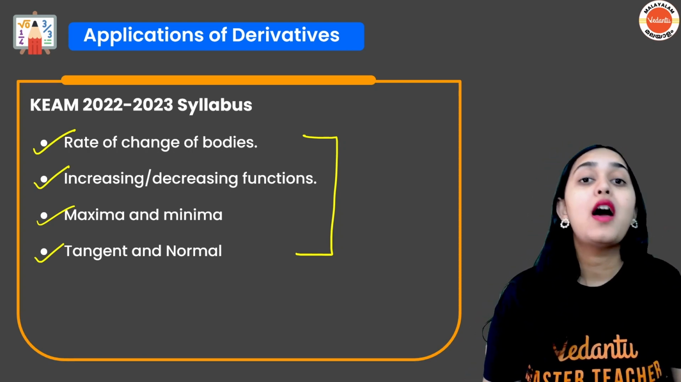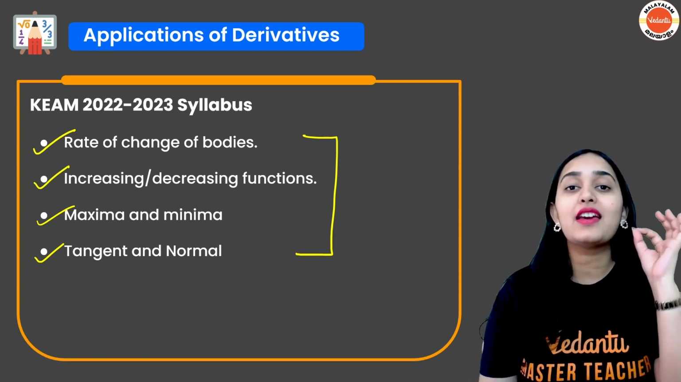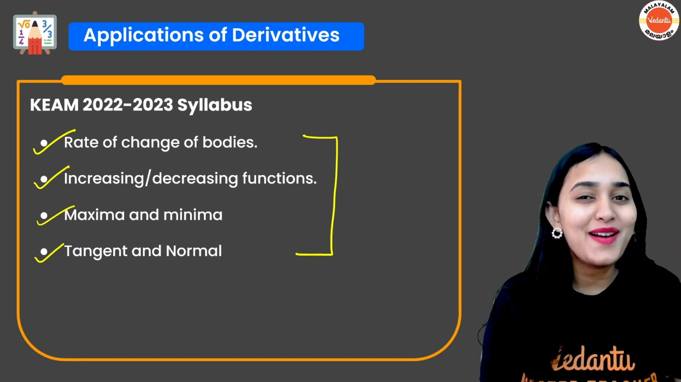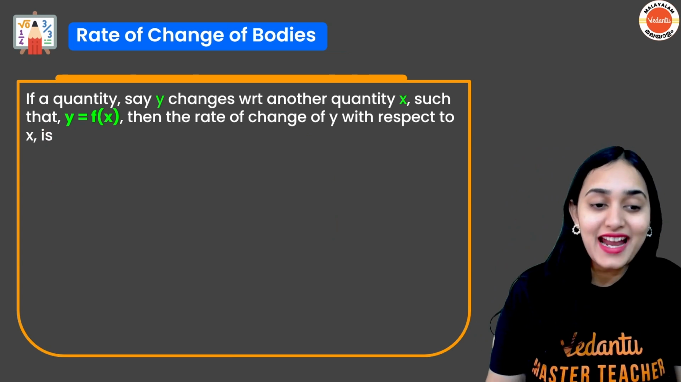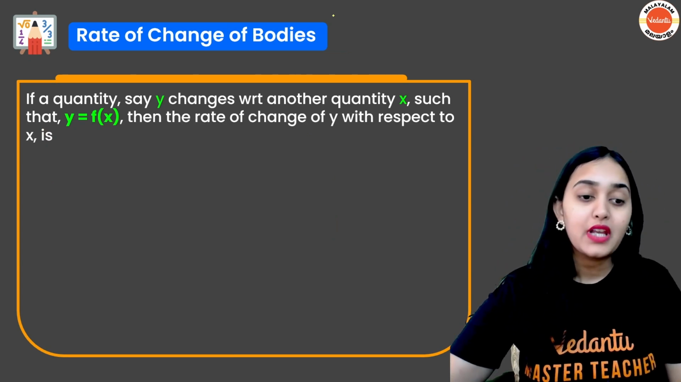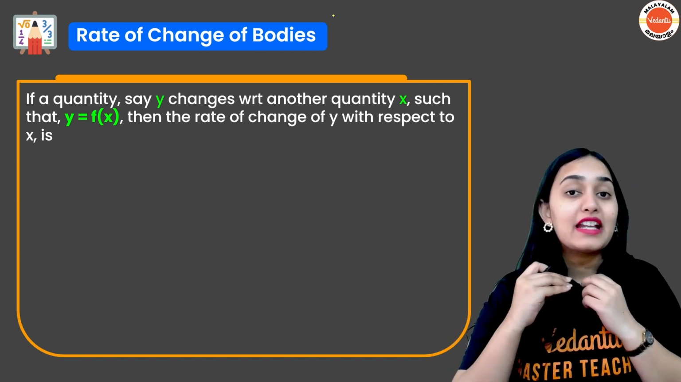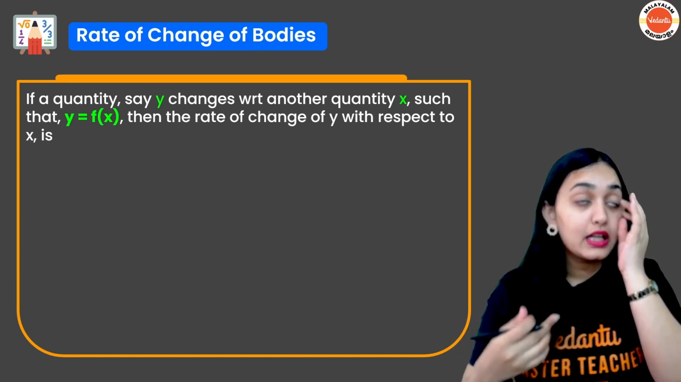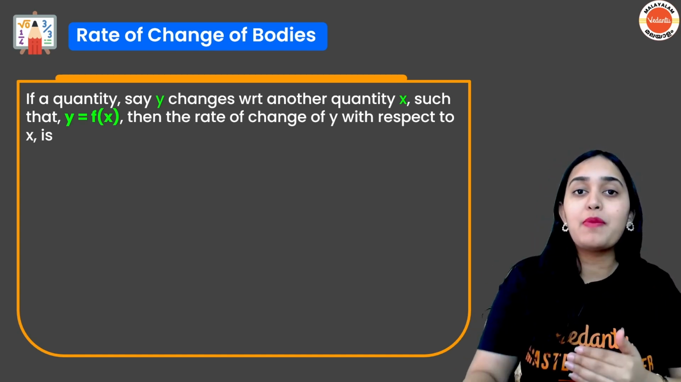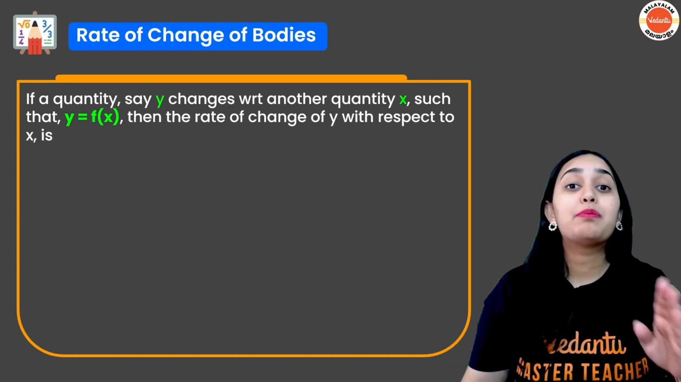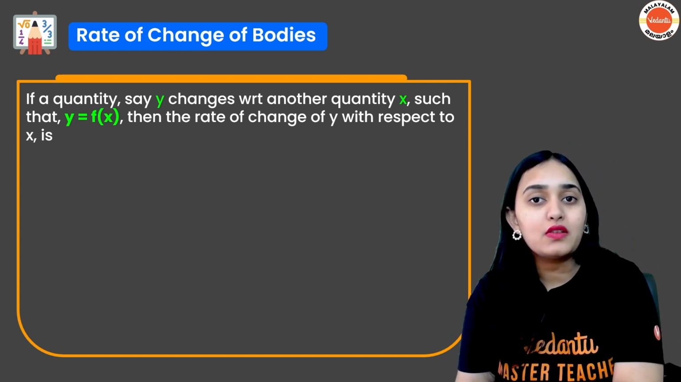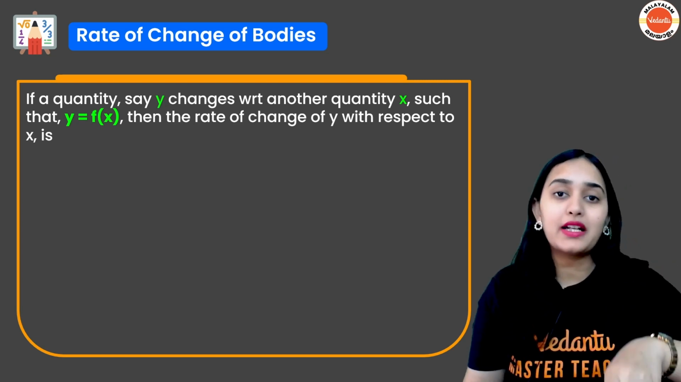I will show you multiple types of previous year questions also to give you an idea how the questions will come. Alright, let's get started with the first topic, rate of change of bodies. So basically, what is rate of change? It is when a certain quantity is changing with respect to something. For example, speed changing with respect to time, distance changing with respect to speed. So something changing with respect to something.